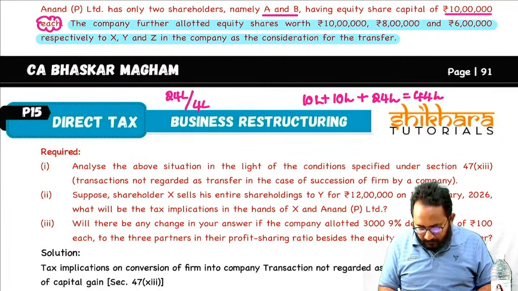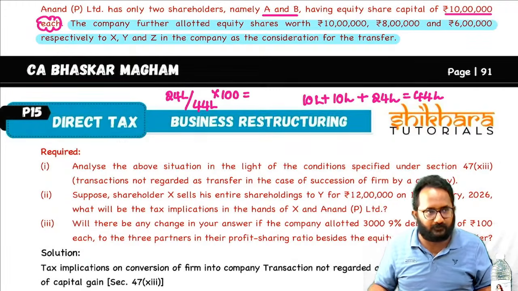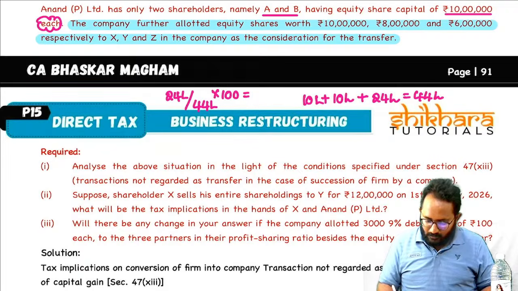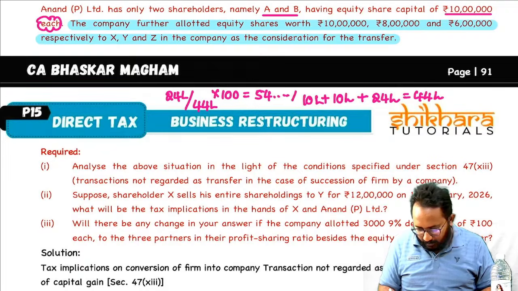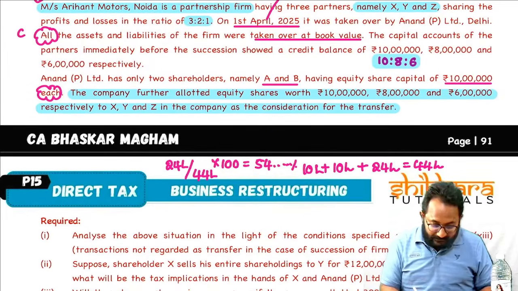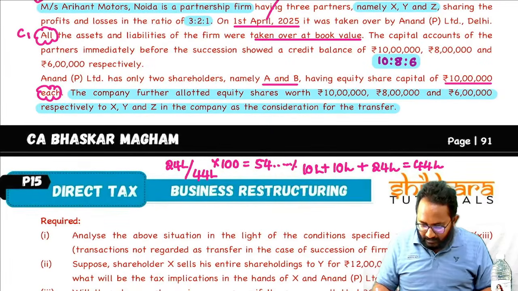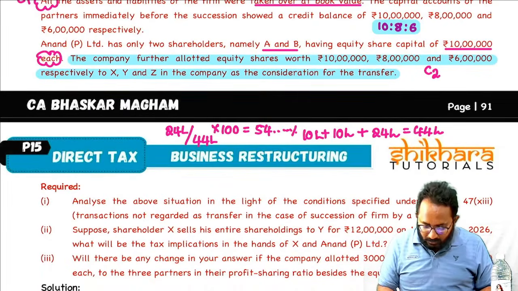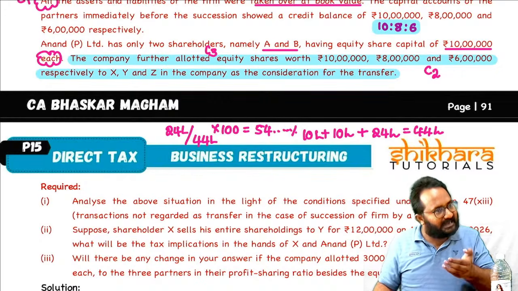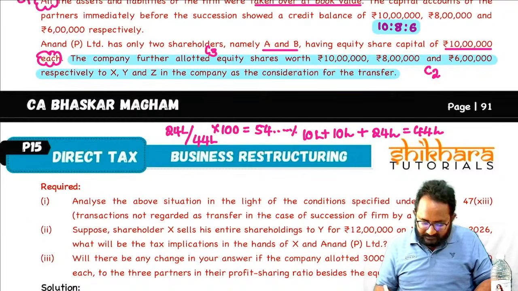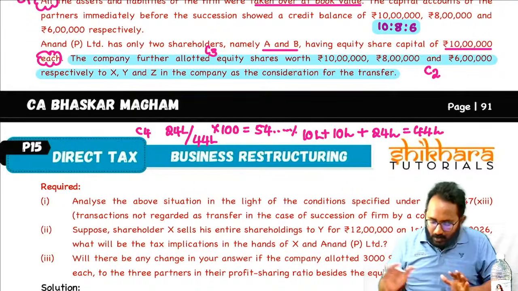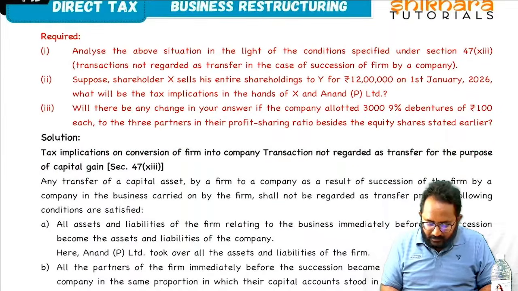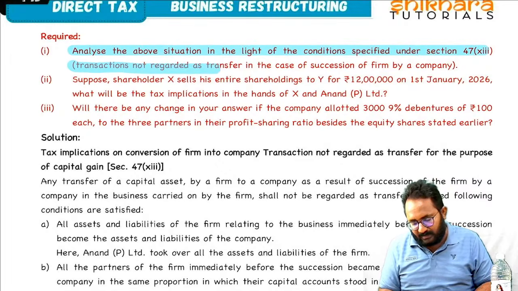24 lakh divided by how much? 44 lakh into 100. How much holding do they have? More than 50 or less than 50? How much? 54 point something, right? Okay. Now remember, all the assets and liabilities are transferred, and the capital ratio condition is also satisfied. Third, we got only equity shares, and we are not receiving any consideration. That is also more than 50%, and the lock-in period condition is deemed to be satisfied. Now all the conditions are satisfied, so can the partnership firm get the exemption under the capital gain chapter?